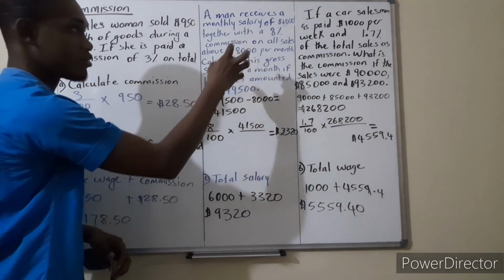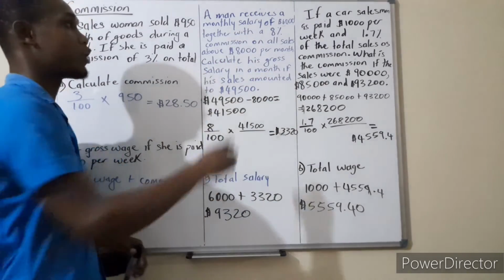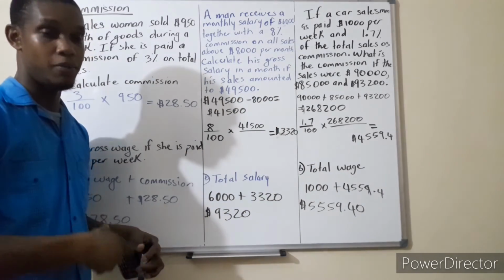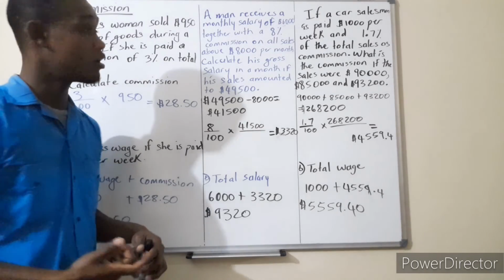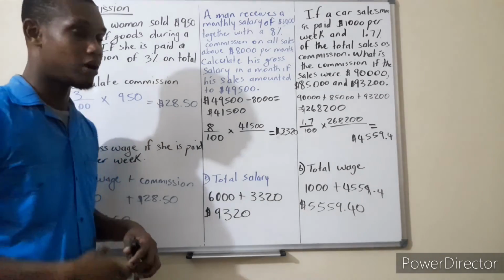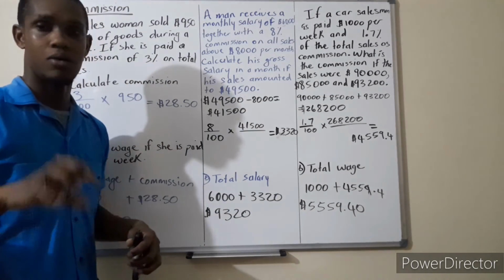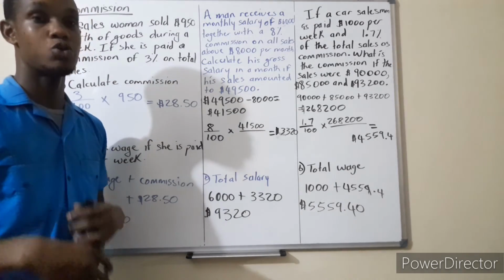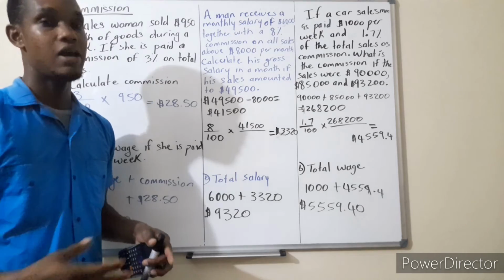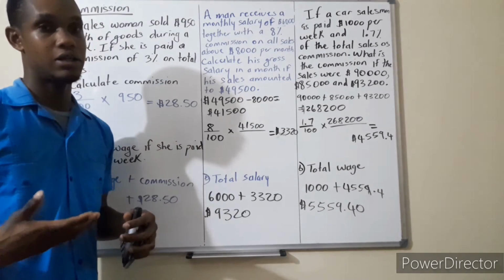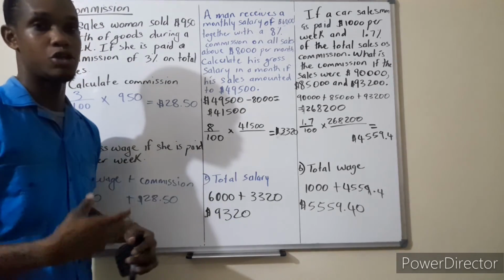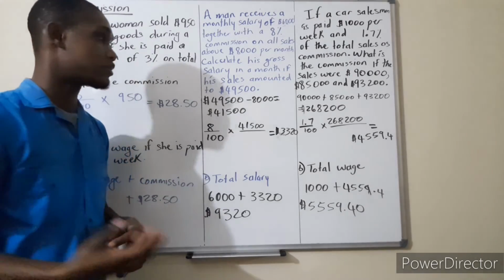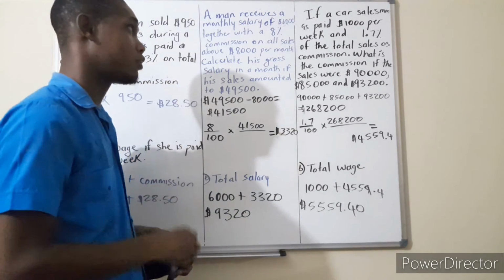In cases like example number two, if you are given a quota to say you have to make that amount of money before you start earning commission, using words such as above, after, etc. Once you are given a quota, you will subtract that quota value from the total amount of money that was made, and then you will go into calculating the percentage for you to get your commission.